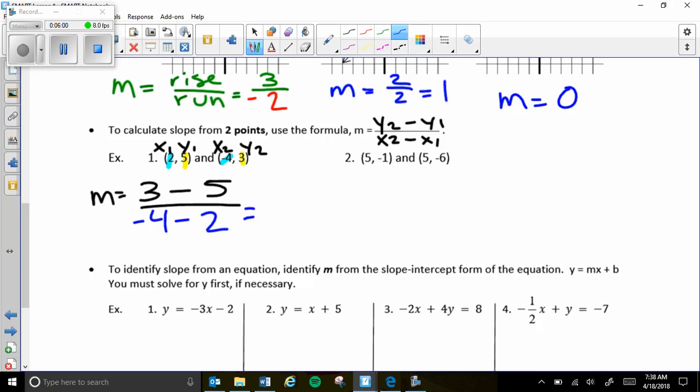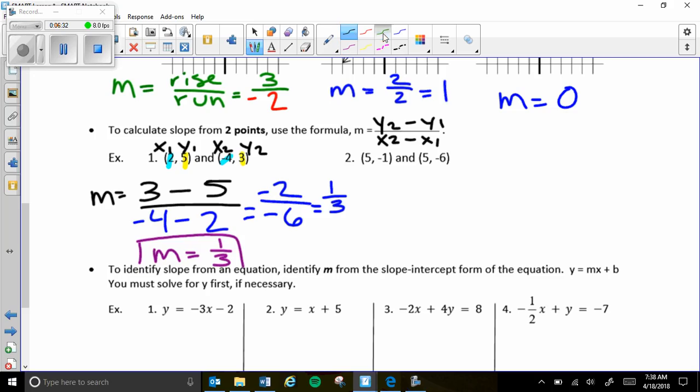And now I simplify that. So 3 minus 5 is negative 2, and negative 4 minus 2 is negative 6. Can negative 2 over negative 6 be reduced? Yes, they can both be divided by 2, and we know a negative divided by a negative is a positive, so this would simplify to a positive 1/3. M equals 1/3. Always simplify your fractions if you can.